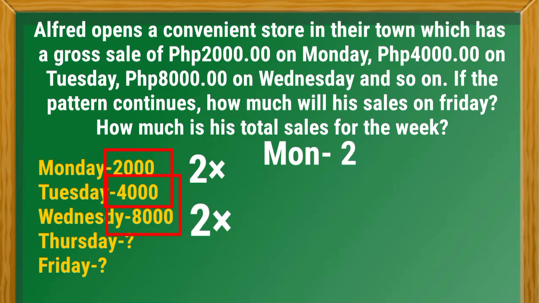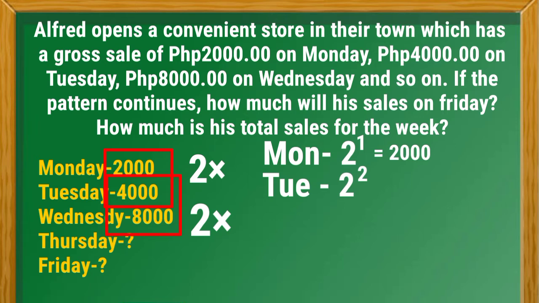Since Monday is the first day, our exponent here is 1. So the exponential notation is 2 to the power of 1. And 2 to the power of 1 is equal to 2,000 pesos. On Tuesday will be 2 to the power of 2. We will use the same base, and our exponent is 2 because this is the second day.